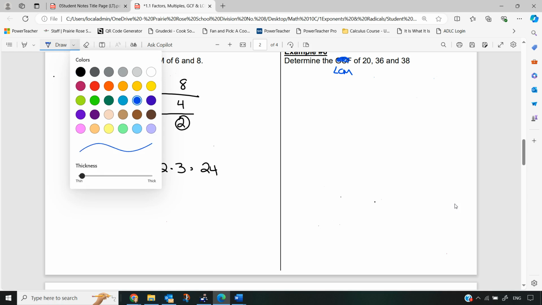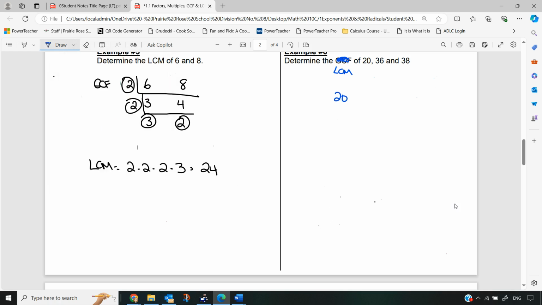All right, so in our next example here, we have 20, we have 36, and we have 38. And again, if you remember from your notes, when we did this example before, the LCM of these numbers is 3,420. So we're going to start off with our common factor. All of these numbers are divisible by 2. 20 divided by 2 is 10. 36 divided by 2 is 18. And 38 divided by 2 is 19.